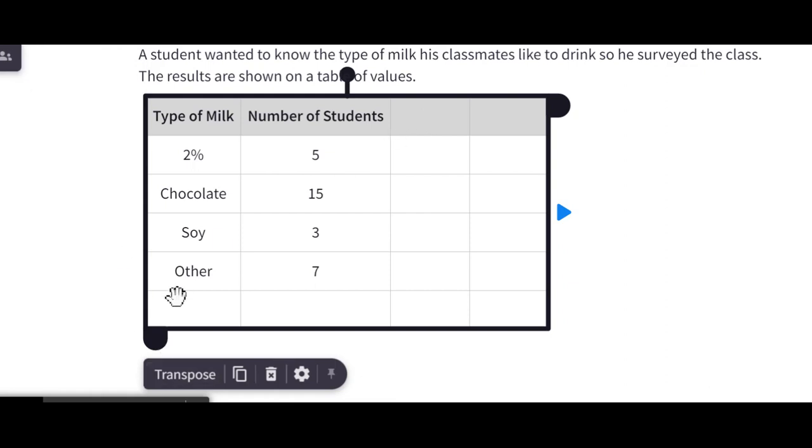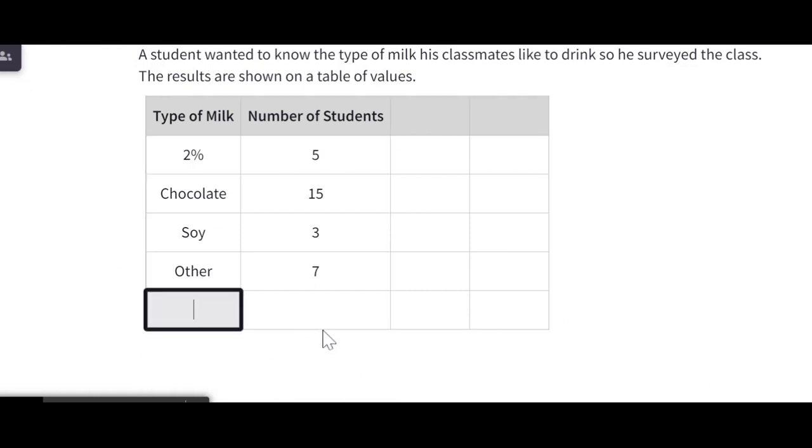At the bottom over here, I'm going to double click and put total, because the total will actually help us figure out the degrees and percent. Over here, let's calculate the total number of students. 5 plus 15 is 20, that's 23, that's 30. So 30 students would go in here.